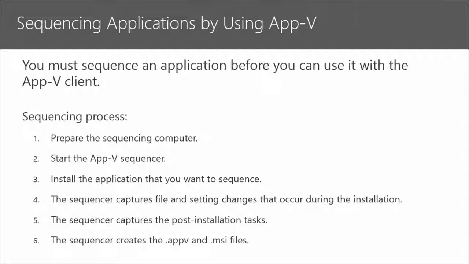We see the steps here in the PowerPoint slide. You prepare the sequencing computer, you start the AppV sequencer, then you install the application that you want to, quote, sequence, and it's going to keep track of all the file and registry changes that happen during an installation. And then it captures all that into .appv and .msi files.